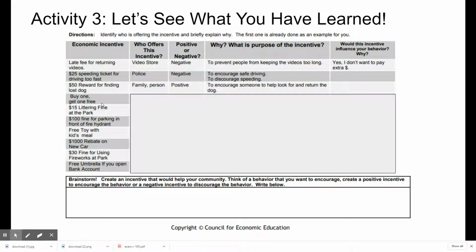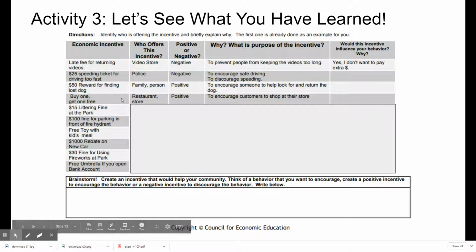A buy one, get one free deal. Who would offer this incentive? Is it positive or negative? What is the purpose of a buy one, get one free deal? And would this influence your behavior?